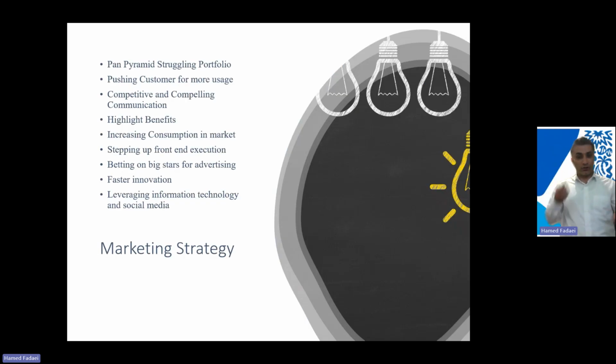And also marketing strategy. They use the unique marketing strategy I listed here. Pyramid structuring portfolio, pushing the customer for more usage, competitive and compelling communicating, highlight benefit. This is the most important part for our company, I mean Unilever, and increase the consumption in the market, stepping on the front and executions, betting on the biggest stars and advertising, faster innovations.